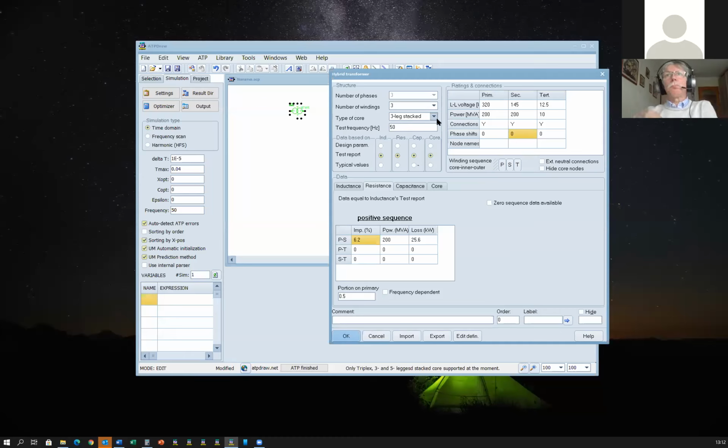But what you can do is to take a 3-phase transformer and select the triplex option, because this way a hybrid model will work with 3 individual single-phase transformers. There will be no connections in between the phases, either magnetically or through capacitances. So this option may help if you really have a single-phase transformer.